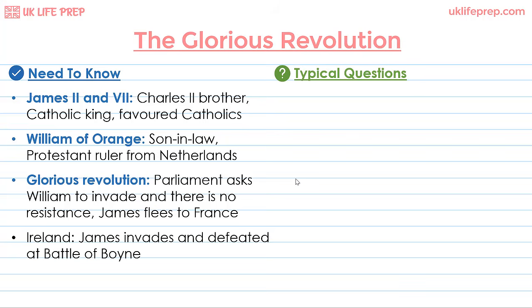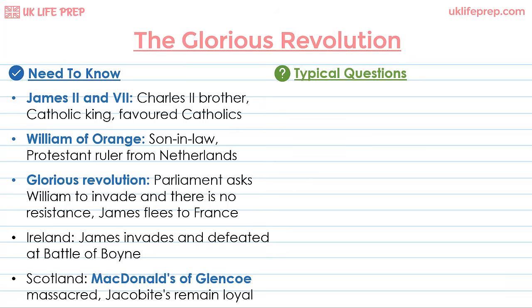James flees to France and comes back to try take his throne back by invading Ireland with a French army, but William defeats him at the Battle of Boyne, and James flees back to France. James also had support from Scotland, and an attempt at a rebellion was quickly defeated, with all Scottish clans required to accept William as king and take an oath. The MacDonalds of Glencoe were late in taking this oath and were massacred. There were some in Scotland who still supported James, and these people became known as Jacobites.